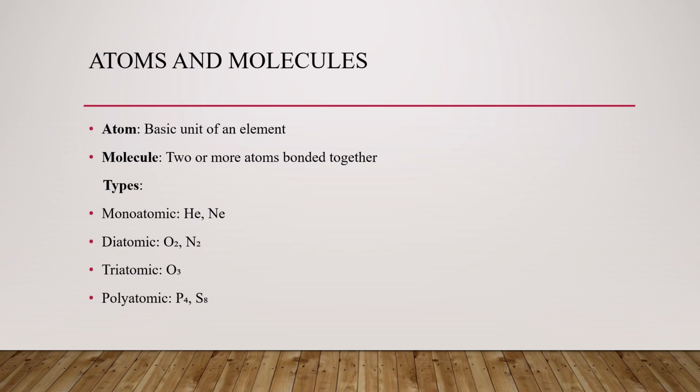Types of molecules. First is monoatomic, for example, helium, neon. Diatomic, O2 meaning oxygen, and N2 nitrogen. Triatomic, O3, ozone. And the polyatomic molecules are P4 and S8. That means phosphorus and sulfur.